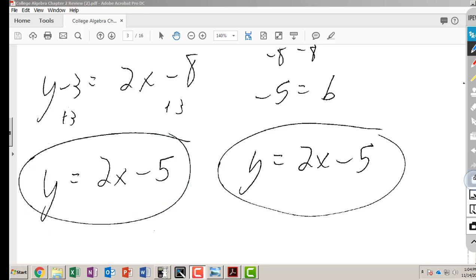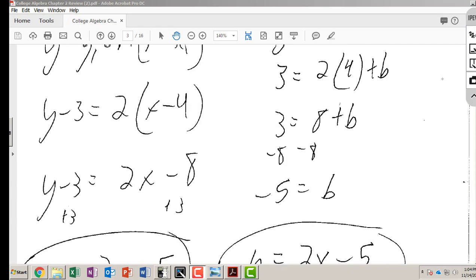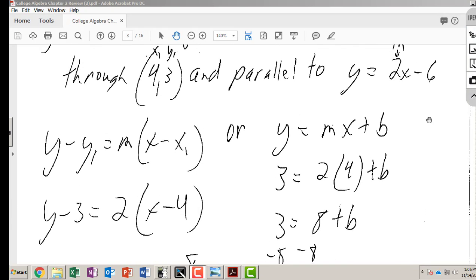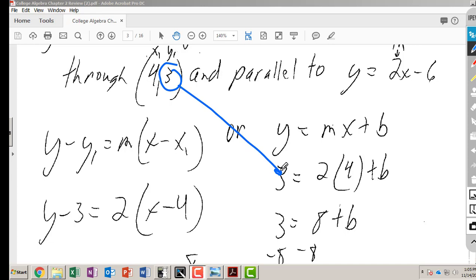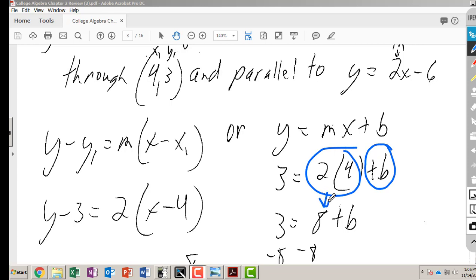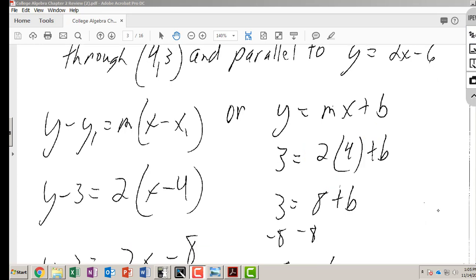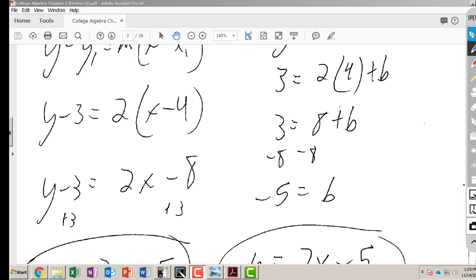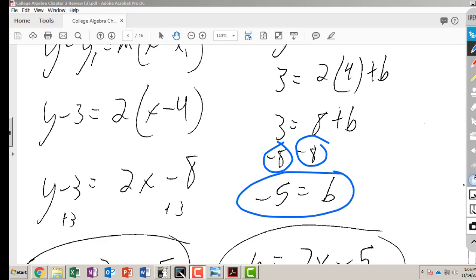Now if you want to use the other form to solve this problem, again it's just a matter of substitution. So here we have our values we're going to substitute in. So here's my y, here's my slope, here's my x value, substituting those in, and now I have to solve for my y-intercept. That's what I'm missing. So solving for b, I got 2 times 4, which is going to give me 8. Once I have that value, I can subtract the 8 from both sides. So 3 minus 8 is going to give me a -5 for my y-intercept.